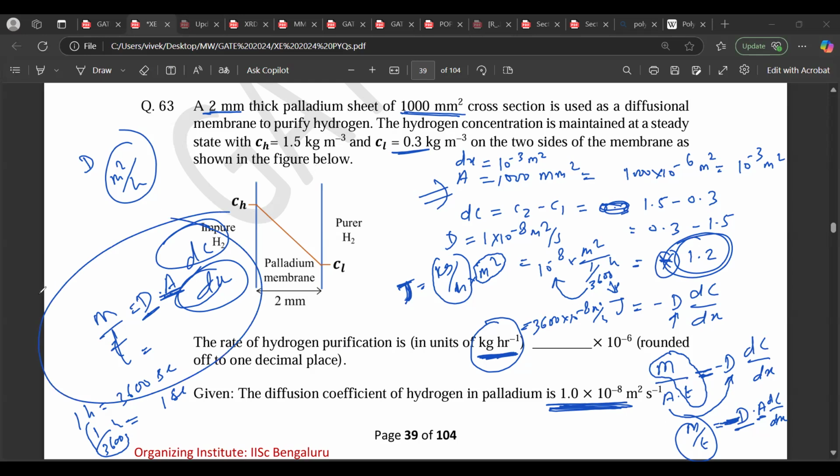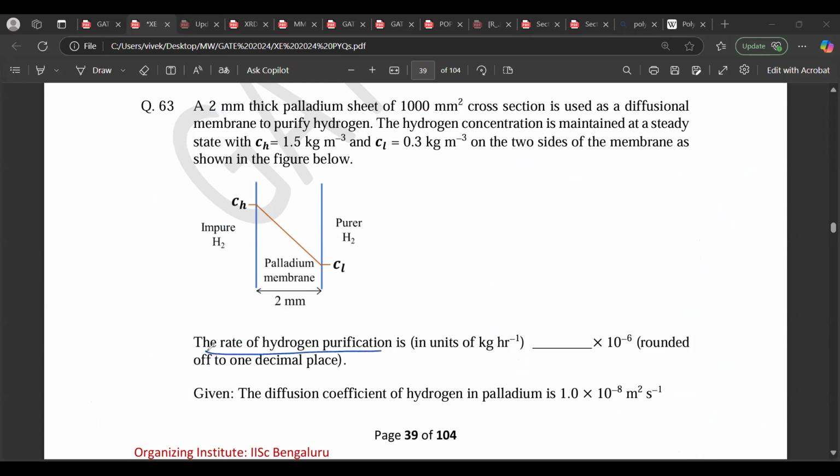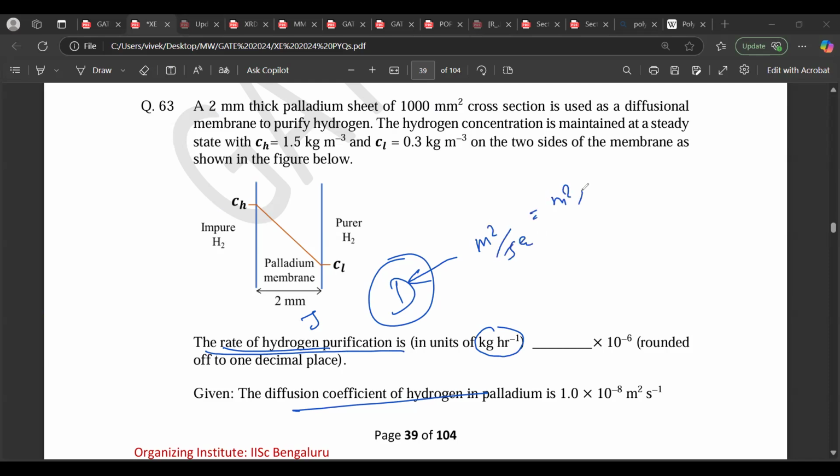Very simple. Only thing is you should know it's asking m by t. That's it. Otherwise, it's not possible. How could I know it is the rate of diffusion? You might think that it's a diffusivity or it is a diffusion rate. It is D, but why is this D given? No, the rate of diffusion, how did you know? Rate of diffusion is J, not D, by seeing the unit. Your D unit is meter square per second or meter square per hour. It will never be kg per hour. That means they're asking m by t. That is a flux. Okay, that's it.